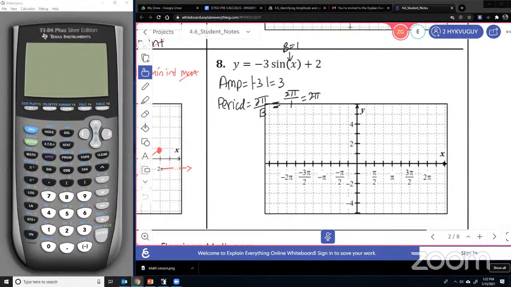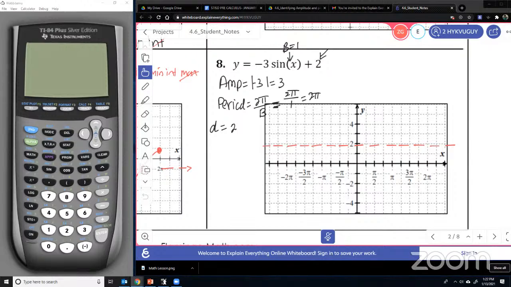Is there a displacement? In other words, do we have a new midline? We do have a new midline. So what is the new midline? I'm going to write D equals 2. So that's your new midline. So go to 2 and draw your new midline. There's your midline.